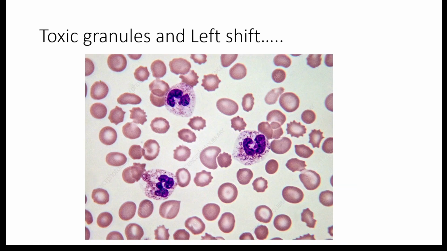Now, in cases of infections, when the requirement of neutrophils is more, the neutrophils don't get adequate time to mature in the bone marrow and they come into the peripheral smear. They carry the granules with them, which are very prominent. So these granules are called toxic granules. Since the earlier forms of neutrophils are coming to the peripheral blood smear, we call it a shift to the left. Normally 3 to 4 lobed neutrophils are present in the peripheral smear.